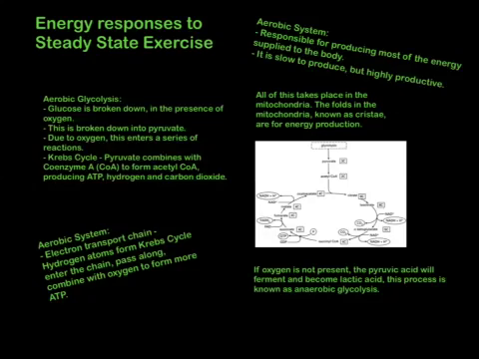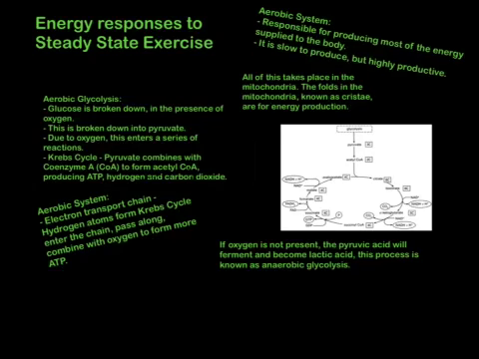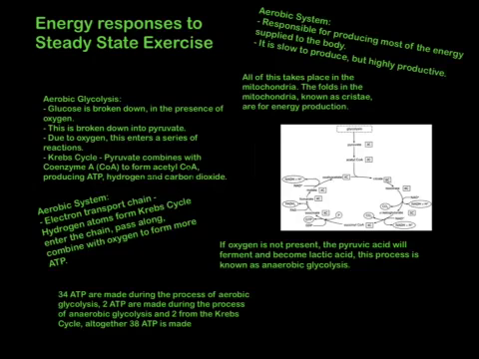However, if oxygen is not present, the pyruvic acid will ferment and become lactic acid. This process is known as anaerobic glycolysis. 34 ATP are made during the process of aerobic glycolysis. 2 ATP are made during the process of anaerobic glycolysis, and 2 are made from the Krebs cycle. Altogether, 38 ATP is made.